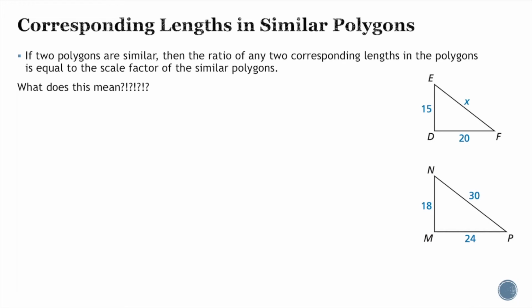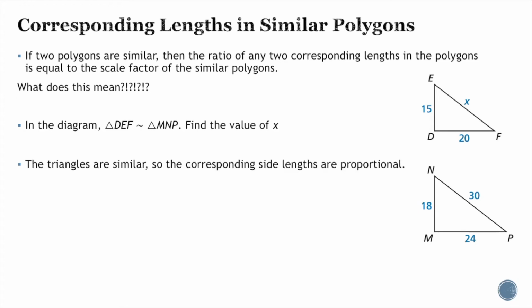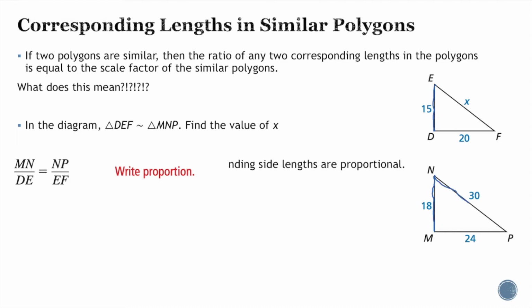So here I'm saying that triangle DEF is similar to triangle MNP. And in order to find the side length, I have to use the definition that I have above. So let's take a look. Since these two triangles are similar, the corresponding lengths are proportional. So that means that MN divided by DE is equal to NP divided by EF.